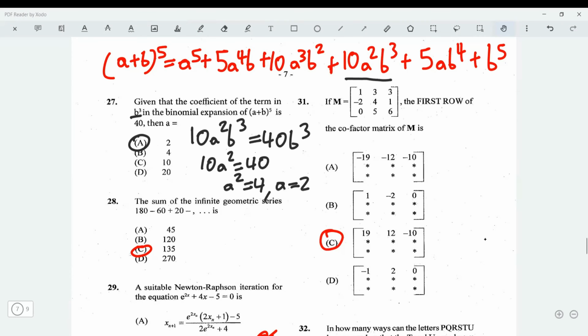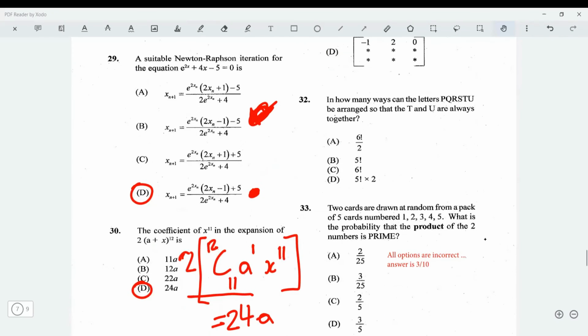Nice. This question says, in how many ways can the letters P, Q, R, S, T, U be arranged so that T and U are always together? If T and U are always together, think of them as 1.